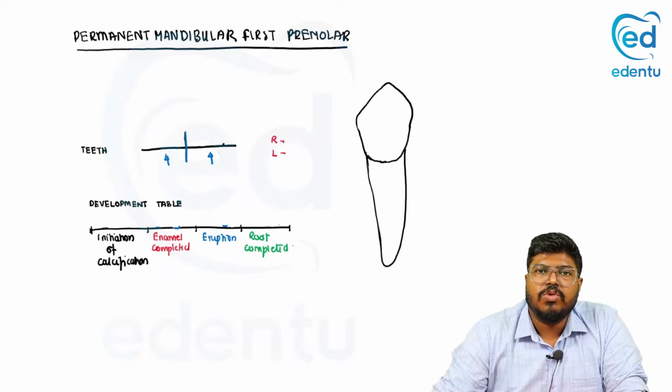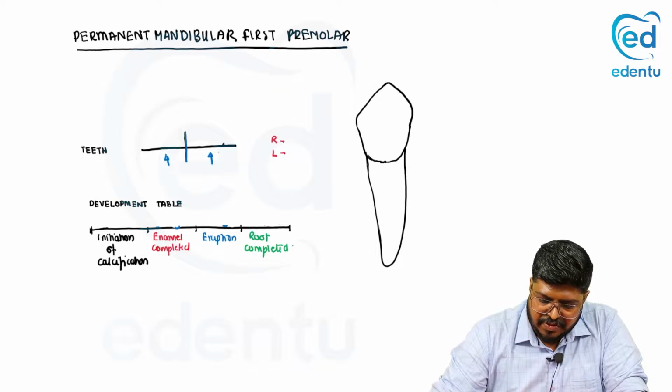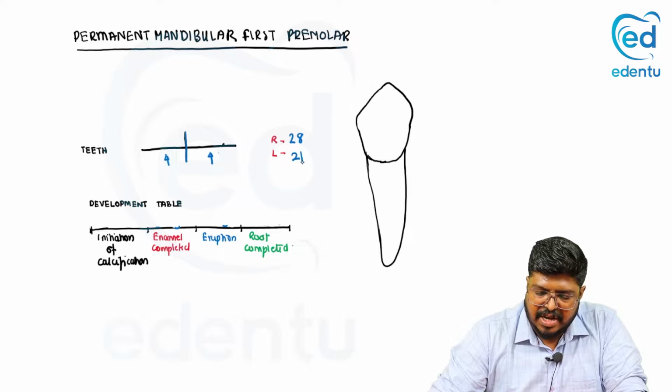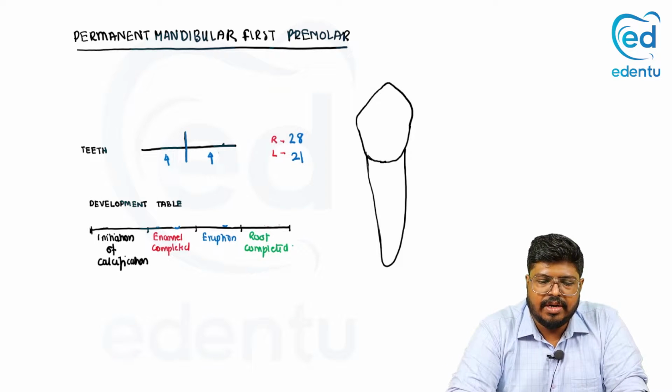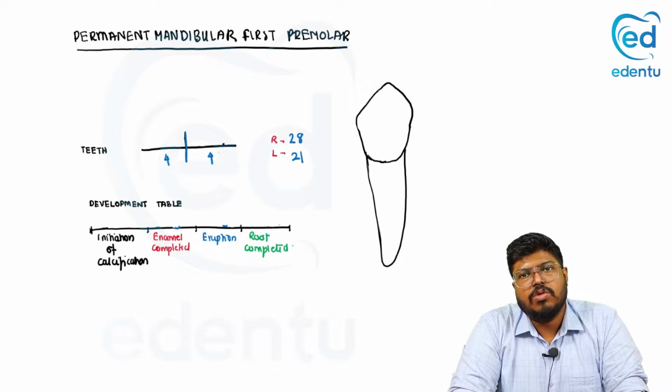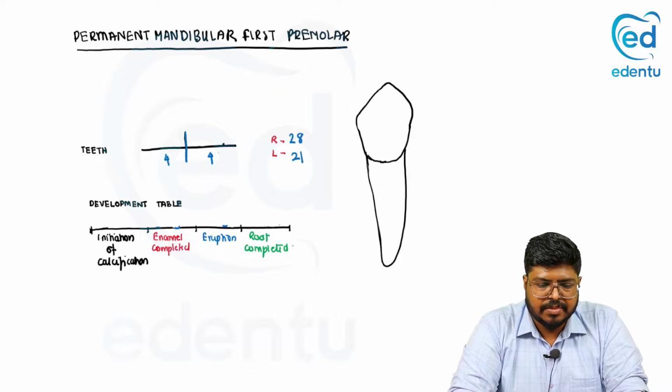When we come to the universal system, the right first premolar is given the number 28 and the left first premolar is given the number 21. Now that we have understood this, we should also be clear that this is also a succedaneous tooth and this replaces the deciduous first molar.